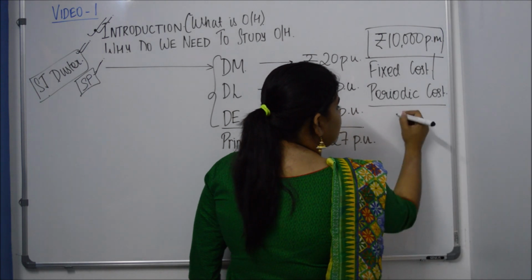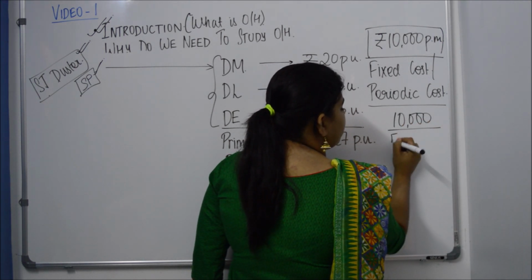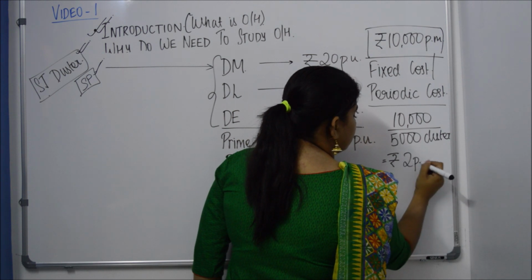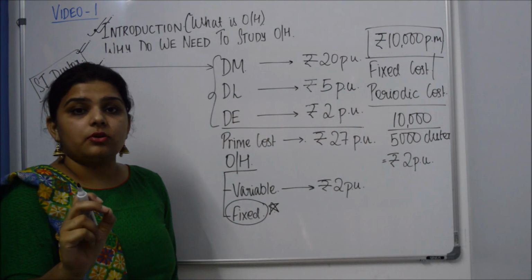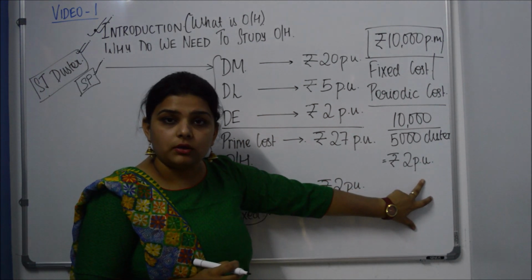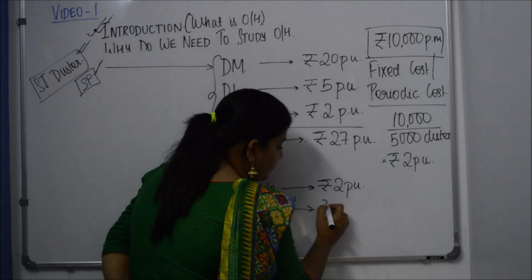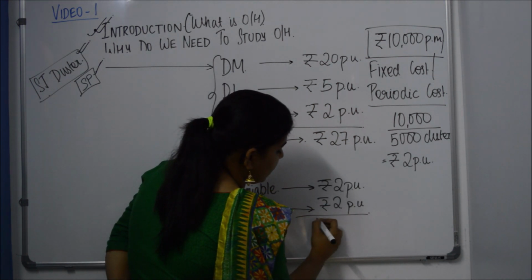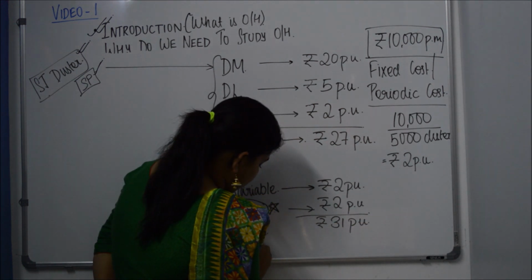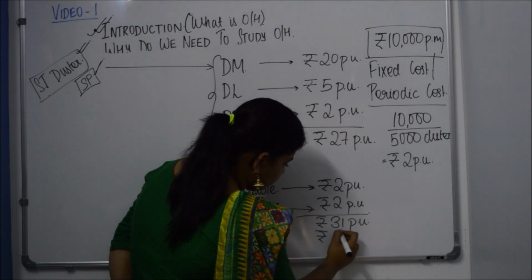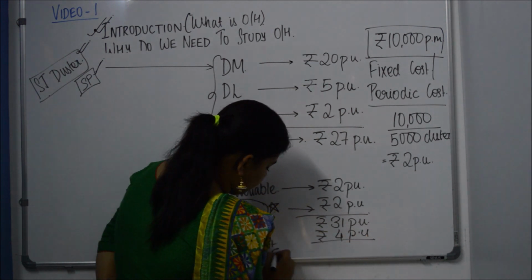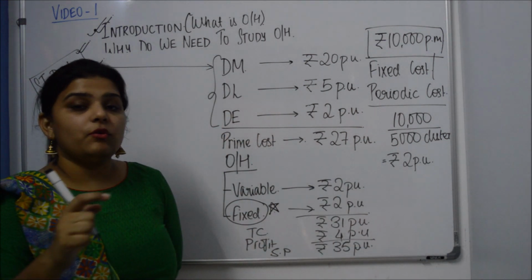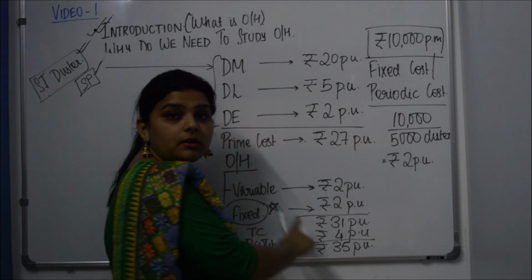So what I do is, this 10,000, I divide by 5,000 dusters which I am going to produce. So I get ₹2 per unit. That means the cost burden on each product which I need to put is ₹2 per unit. I put this here as ₹2 per unit. The total cost comes up to ₹31 per unit. Let us say I add a profit of ₹4. So I have fixed the selling price as ₹35 per unit. That means I am going to sell each duster for ₹35 per unit.